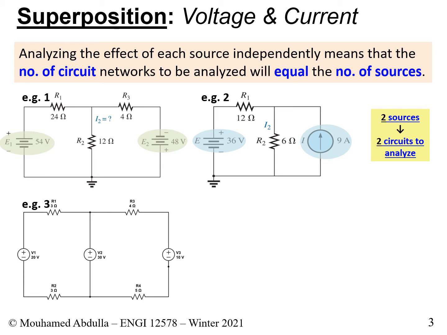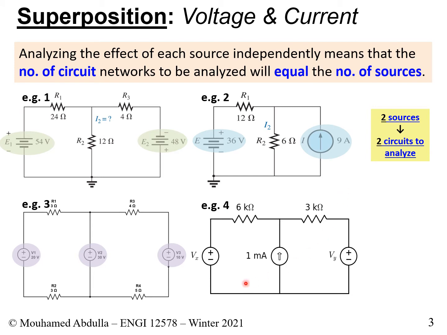Let's look at a third example. In this third circuit, we have three sources, this one, and this one, and therefore we need to analyze the circuit 3 times. In this fourth example, we again have 3 sources. Two of them are voltage sources. This one is a current source. Because we have 3 sources in examples 3 and 4, we have to analyze the circuit 3 times. The first circuit will focus only on this source, and we get rid of the other 2. The second circuit will only focus on this current source, and we get rid of the other 2. The third circuit will only focus on this one, and we get rid of these 2. And the same thing applies to this.